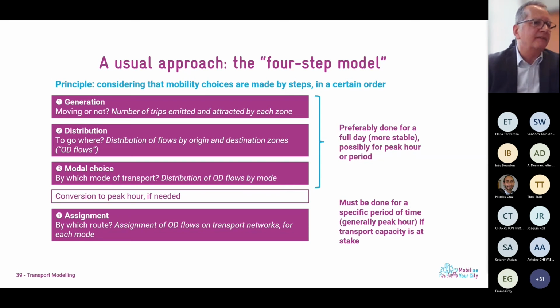And this must be done for a specific period of time, generally peak hour, at least if transport capacity is at stake. Because clearly for car traffic, for example, the choice of the route is impacted by congestion. So in the assignment, my route is impacted by the choices of the other users. So it is linked to the capacity of the network over a certain amount of time. So between the modal choice and the assignment, there might be the need for an additional step, which is a conversion to peak hour. From daily matrices, I need to derive peak period matrices.